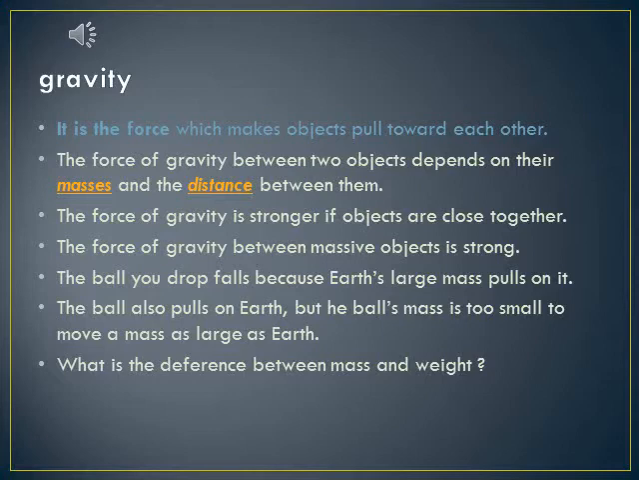So, the force of gravity is stronger if objects are close together, and the force of gravity between massive objects is also strong. The ball you drop falls because Earth's large mass pulls on it, but the ball also pulls on the Earth. But the ball's mass is too small to move a mass as large as Earth. So the Earth attracts the ball, but the ball can't move the Earth.